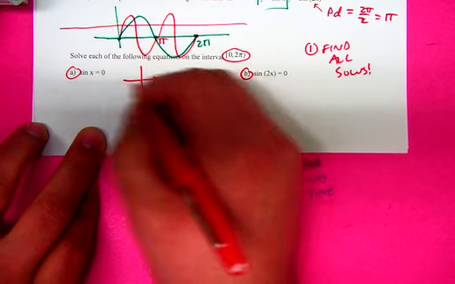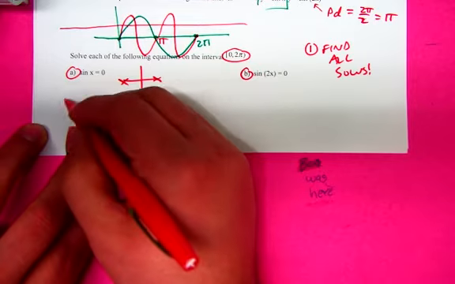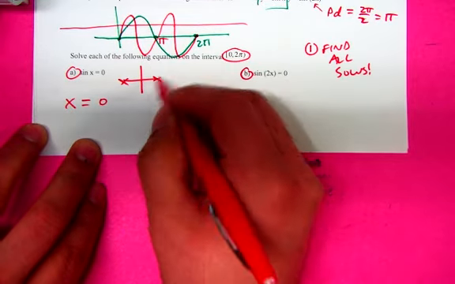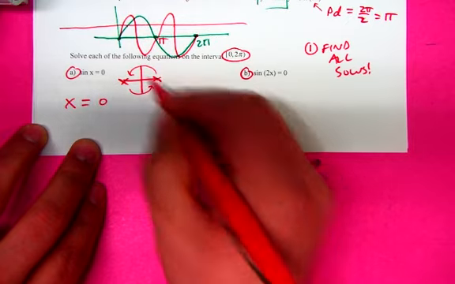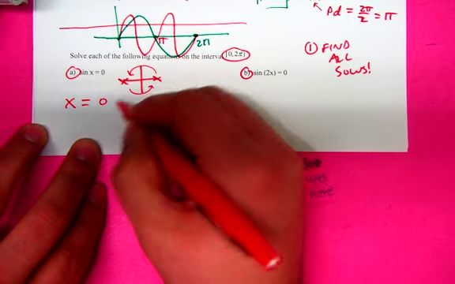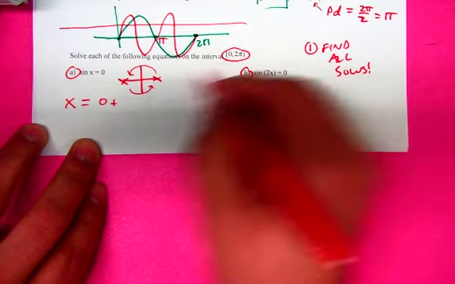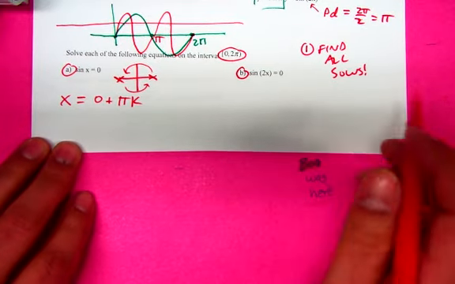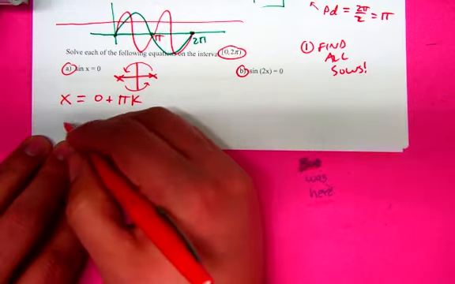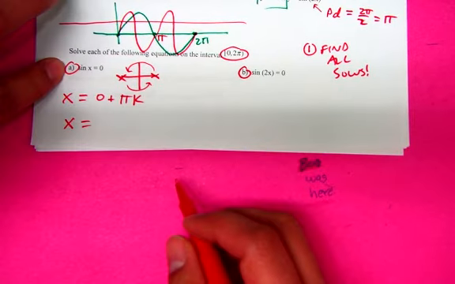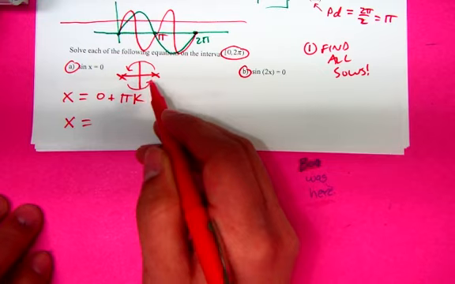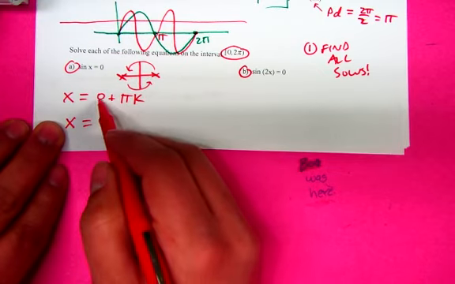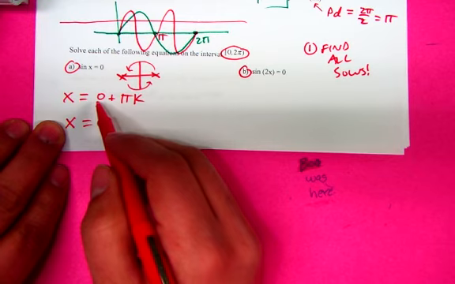Here and here, yeah. Right? So we would say x equals 0, and since these are perfectly spaced apart, how far apart are they? So we want radians, though, so plus pi k, right? Now, even though we didn't have to do this problem this way, because we know the answers are just 0 and pi, okay, you can use this equation to find your answers, because this just tells you the pattern.